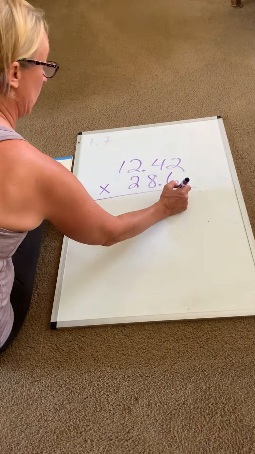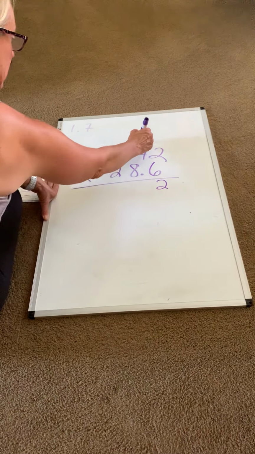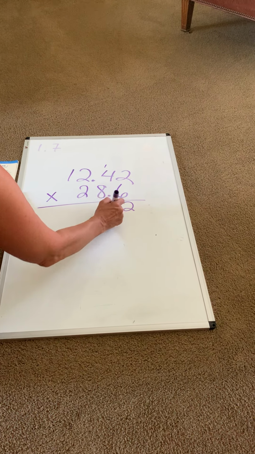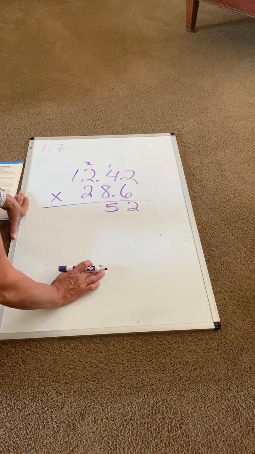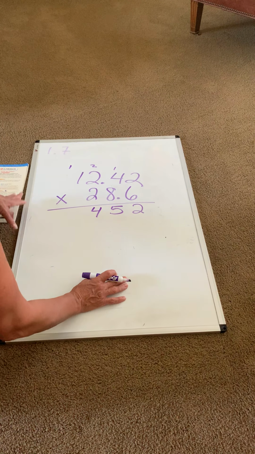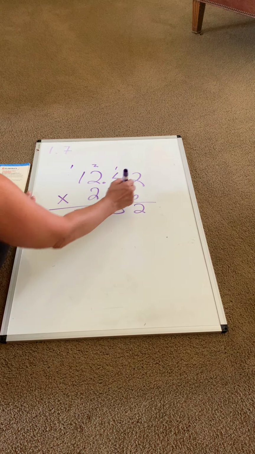6 times 2 is 12. Carry the 1. 6 times 4 is 24. Carry the 1 is 25. Carry the 2. 6 times 2 is 12. Plus 2 is 14. Carry the 1. 6 times 1 is 6. Plus 1 is 7. I'm done with the 6.